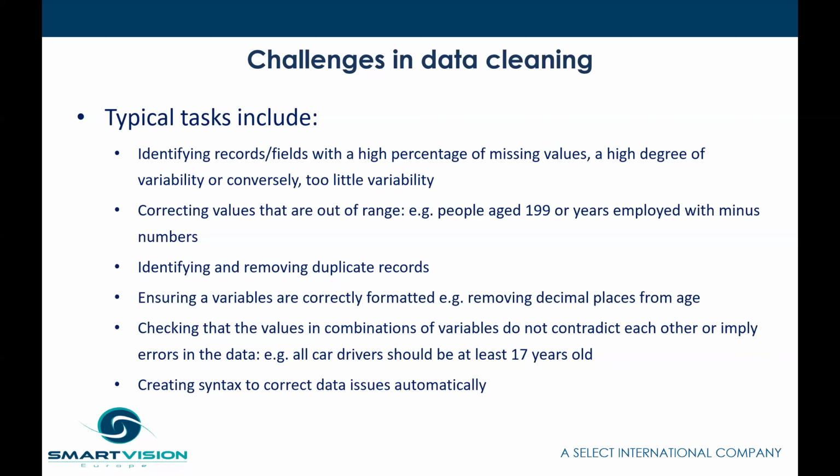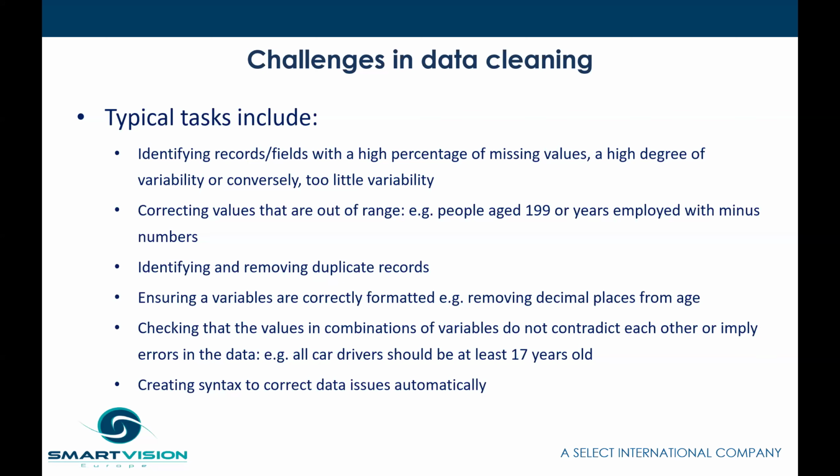Or correcting values out of range. People who are supposedly aged 199 years old, or employed with minus numbers, employed for -7 years. Duplicate records are another thing that happens over time. Ensuring variables are correctly formatted, so things like removing decimal places from age or making sure that the system understands that this variable is a number or this variable is a category.